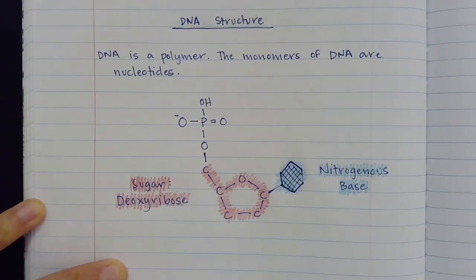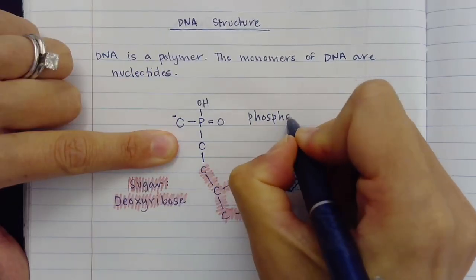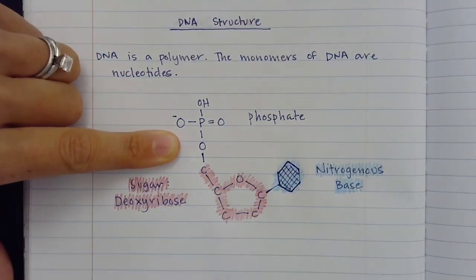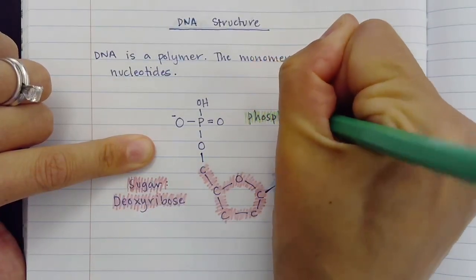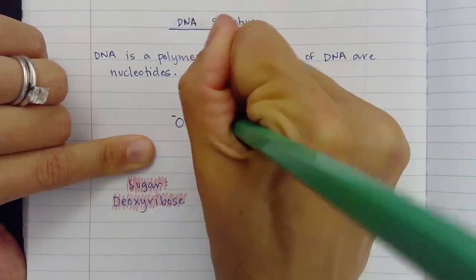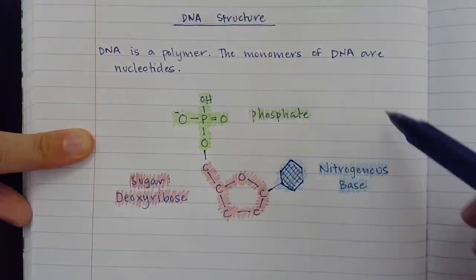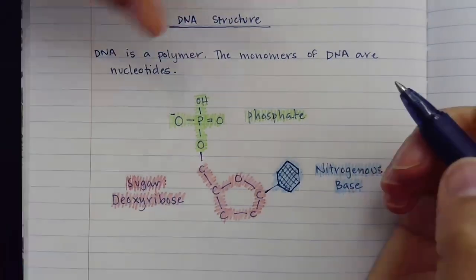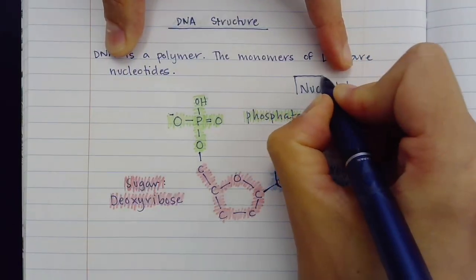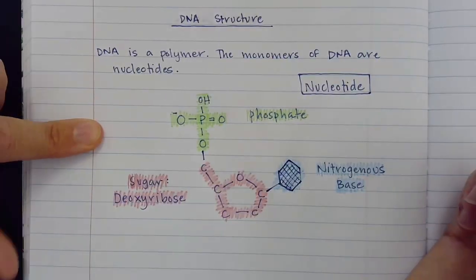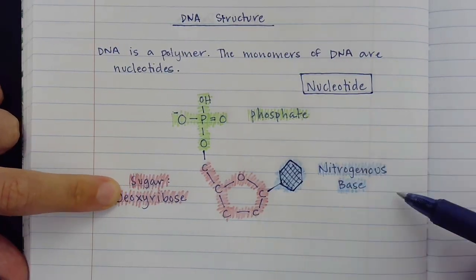And then last but not least, we have the phosphate here. And I am going to color the phosphate green. There's no reason why I picked these colors, I just did. So this whole thing is a nucleotide. Nucleotides are made up of 3 parts: a sugar, a phosphate, and a nitrogenous base.